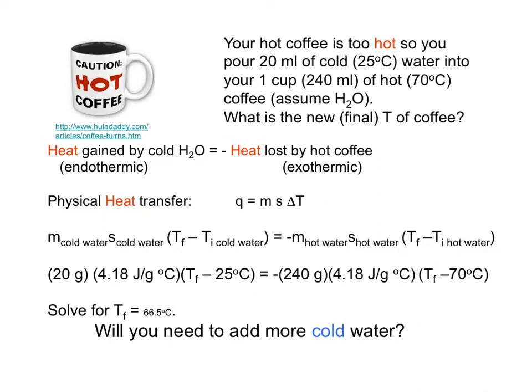We could use this formula to figure out the amount of heat transferred and to calculate how much the temperature changes. So stop the video and review this calculation. So note that if we pour a small amount of cold water into a lot of hot water, the temperature of the hot water doesn't change very much.